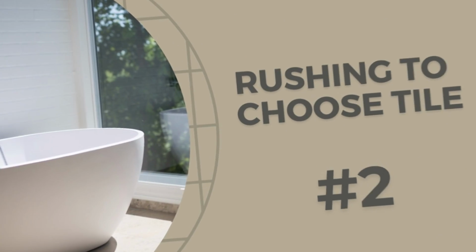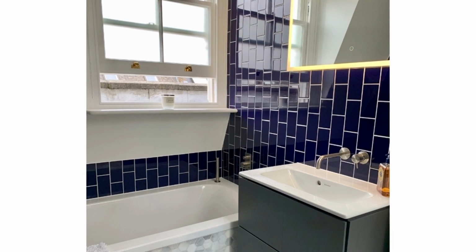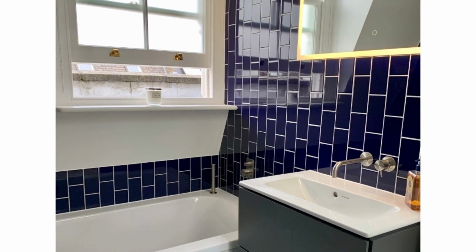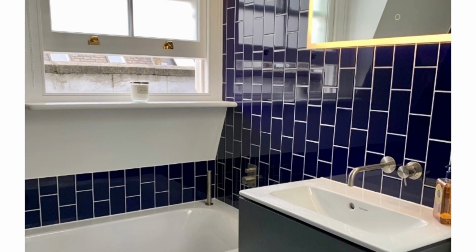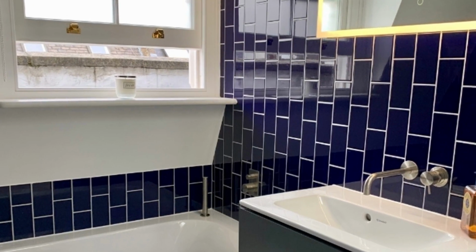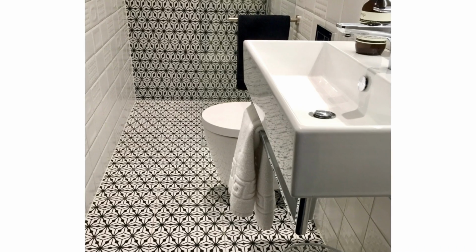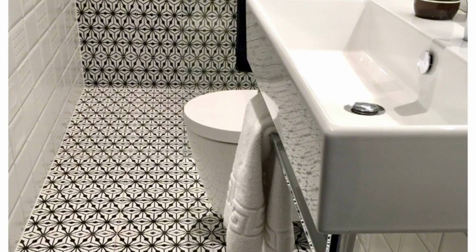So the second one is choosing the right tiles. When you decide on your tiles, this covers most of your bathroom. So this decision, whether you're going to go for large, small or what color, will either make or break your bathroom. If you love color, you could use colored tiles on walls, like in this bathroom where they used blue metro tiles with white grout, or in the shower wall and floor like in this bathroom.